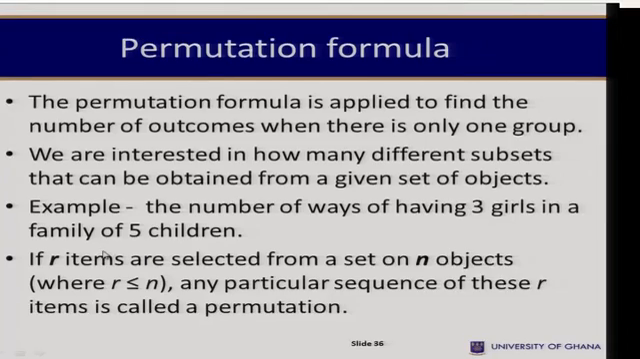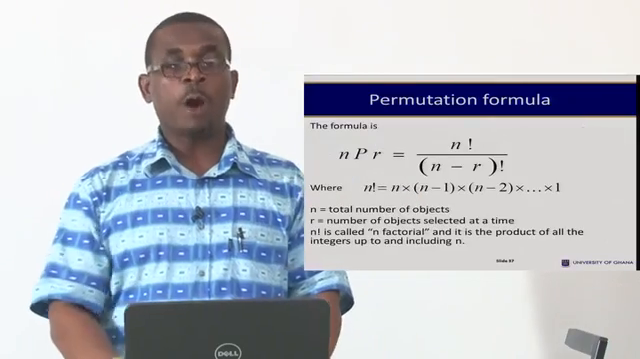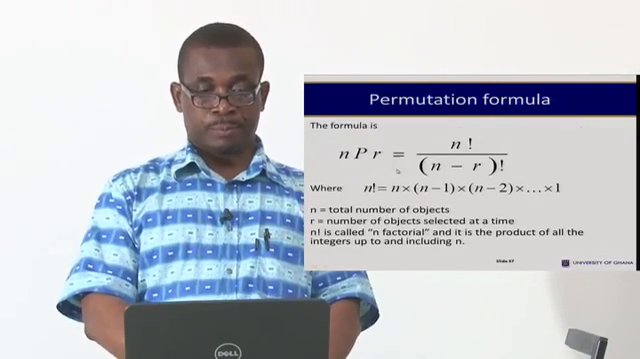So an example is the number of ways of having 3 girls in a family of 5. Generally, let's say we want R items to be selected from a set of n objects at a time, where R is less than or equal to n. Then any particular sequence of these R items is called a permutation, and you obtain it using this formula.